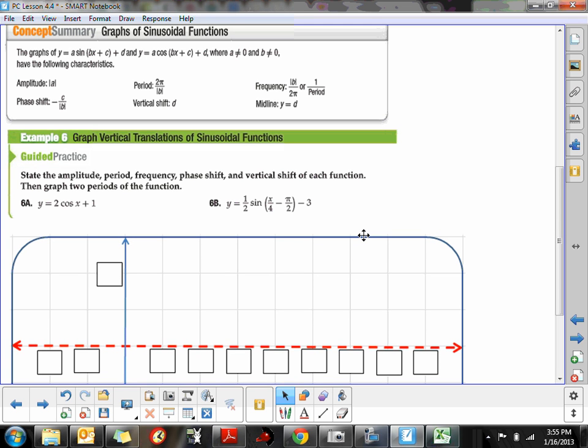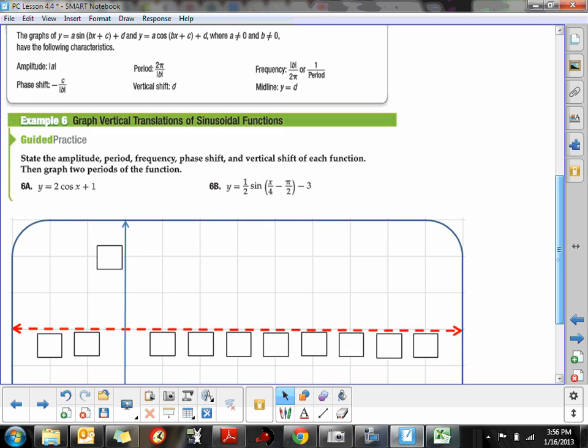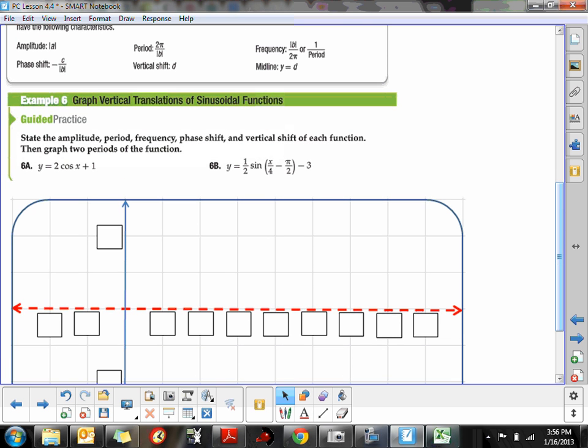So we're going to start off with 6a. We're going to look at the period, the amplitude, frequency, phase shift, and vertical shift for each function. In this first equation that we see, the new part being added is that we're adding 1 to the end. This is a vertical translation, or vertical shift, up 1.